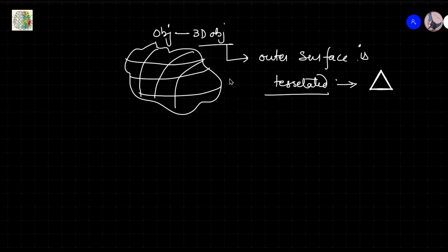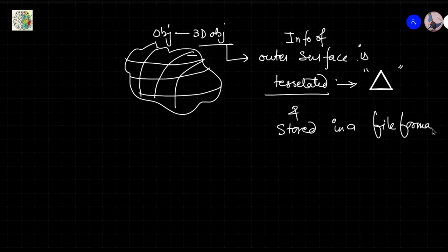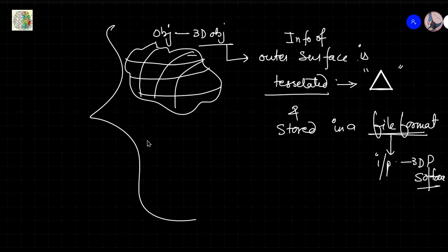Now, this entire information of this outer surface will be broken down into information of small triangles, and then it will be stored in a file. So outer surface is tessellated. When I say outer surface, to be very precise, I should say info of outer surface is tessellated and stored in a file format, and this file format will be your input to 3DP software. Okay, now this tessellation thing and this format is called STL format.